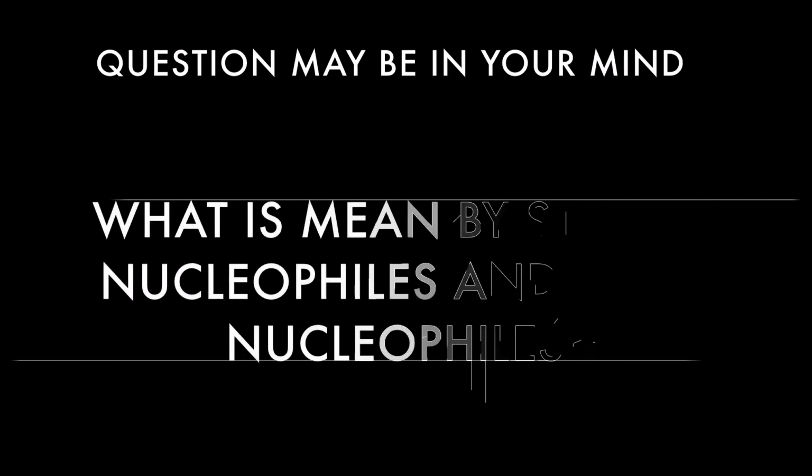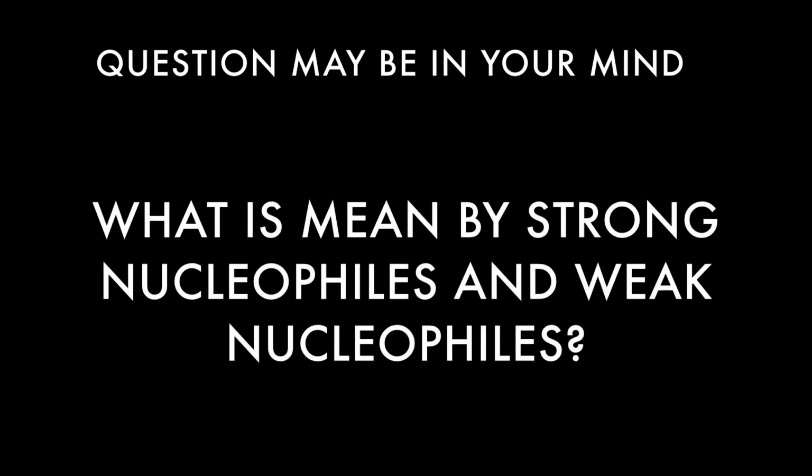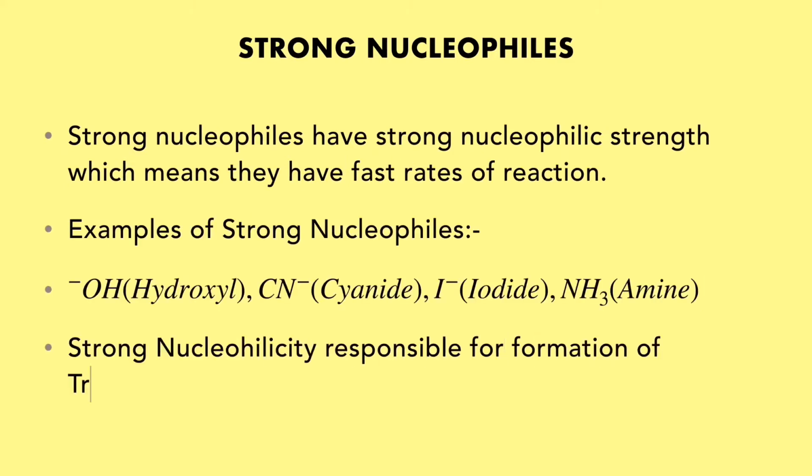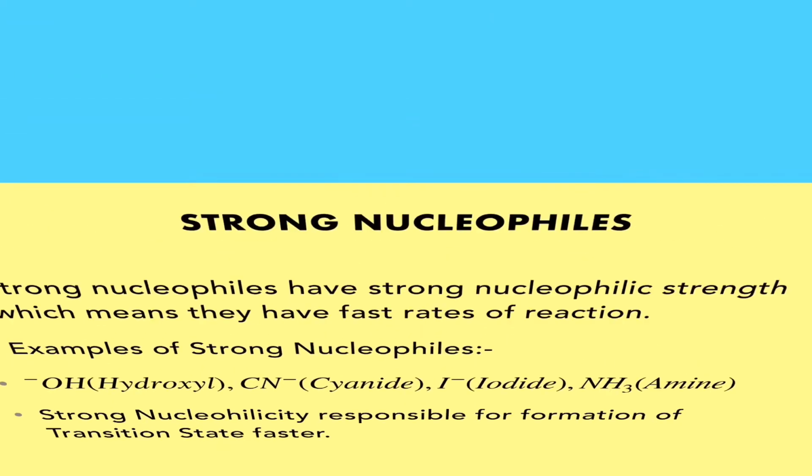Now the question may be in your mind, what is meant by strong nucleophiles and weak nucleophiles? Let us know about a strong nucleophile. Strong nucleophiles have a strong nucleophilic strength, which means they have a fast rate of reaction. Examples of such nucleophiles are the OH minus ion, hydroxyl ion, CN minus ion, cyanide ion, I minus ion, iodide ion, and NH3, that is amine. They can act as strong nucleophiles. Strong nucleophilicity is responsible for the faster formation of the transition state.